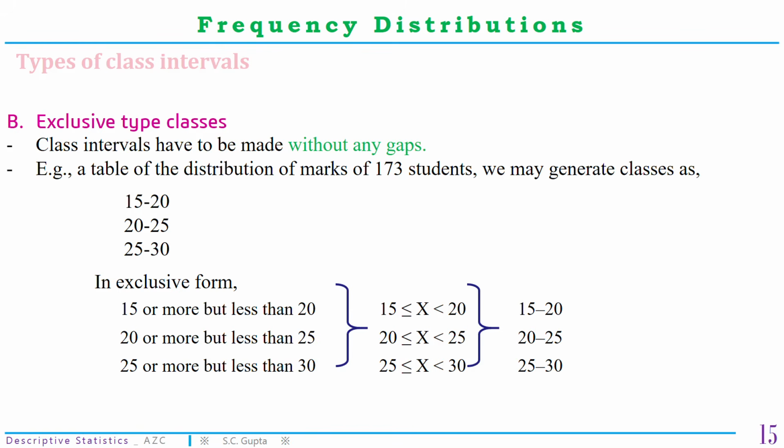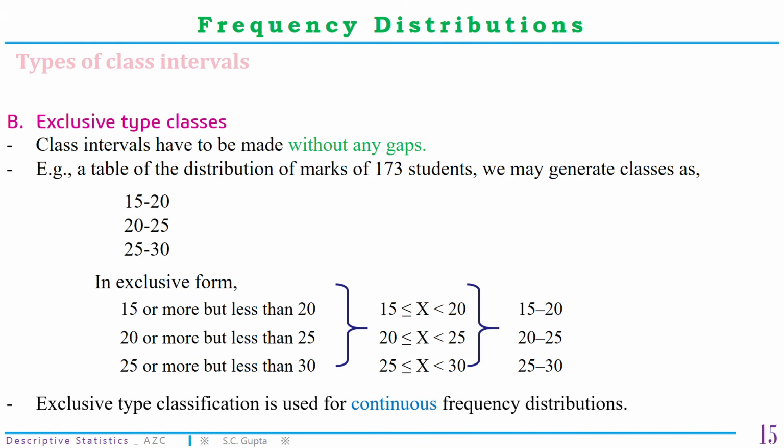Another type of class is exclusive type classes. Here, class intervals have to be made without any gaps. For example, in a table of the distribution of marks of 173 students, we may generate classes as 15 to 20, 20 to 25, 25 to 30. In exclusive form, 15 or more but less than 20 is the 15 to 20 class. 20 or more but less than 25 is the 20 to 25 class. 25 or more but less than 30 is the 25 to 30 class. Exclusive type classification is used for continuous frequency distributions.